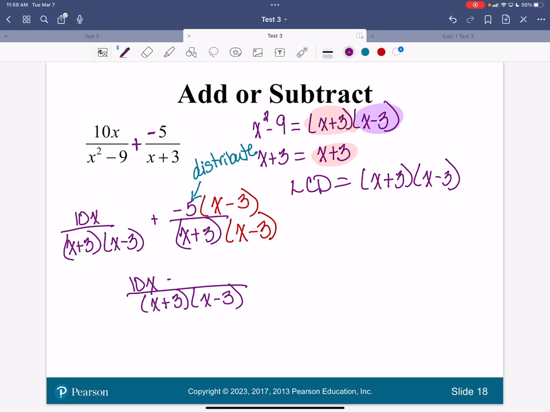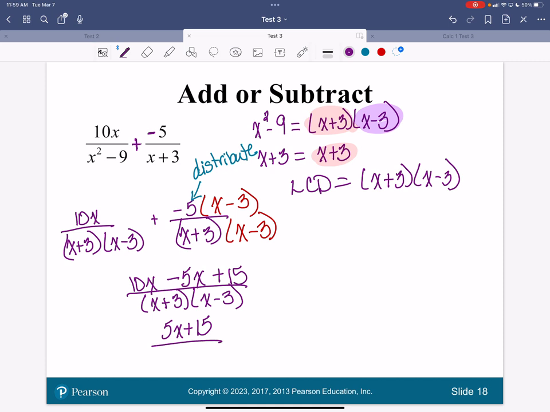Good. Don't forget to distribute that negative 5. Negative 5 times x is negative 5x. Negative 5 times negative 3 is positive 15. Okay? So now I combine like terms. Is that going to be 5x plus 15?